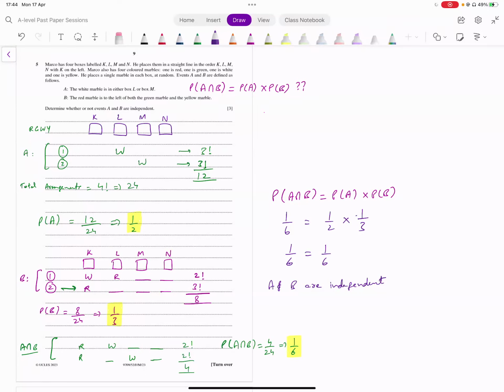Now, that was a lot of working for 3 marks, but unfortunately that's how it is sometimes.